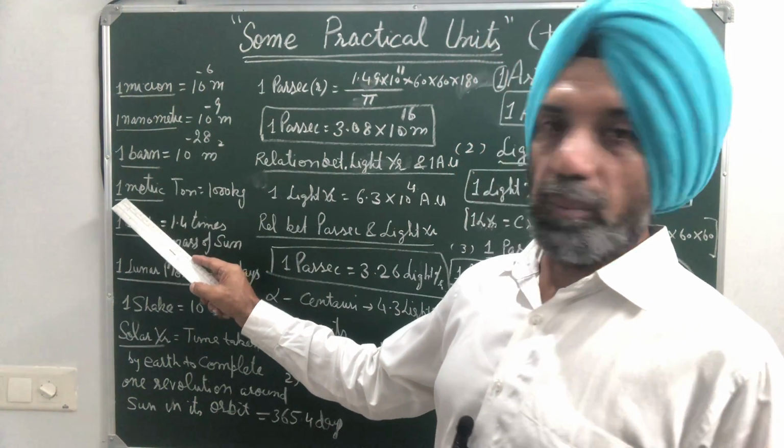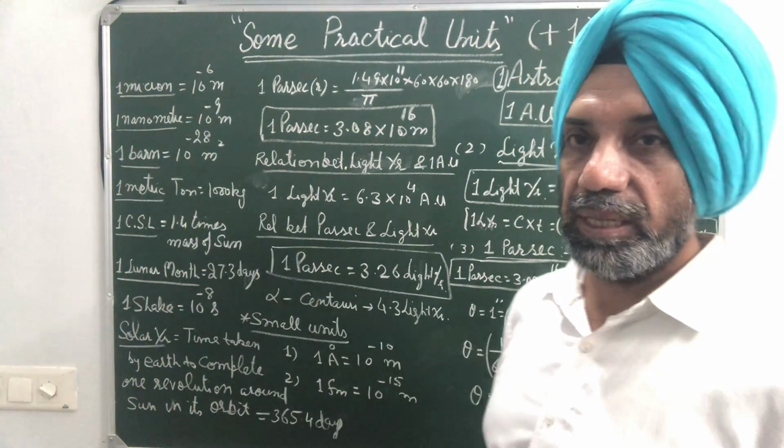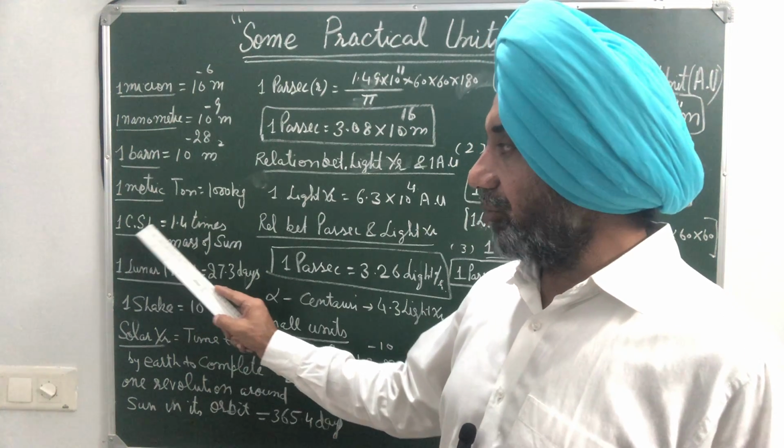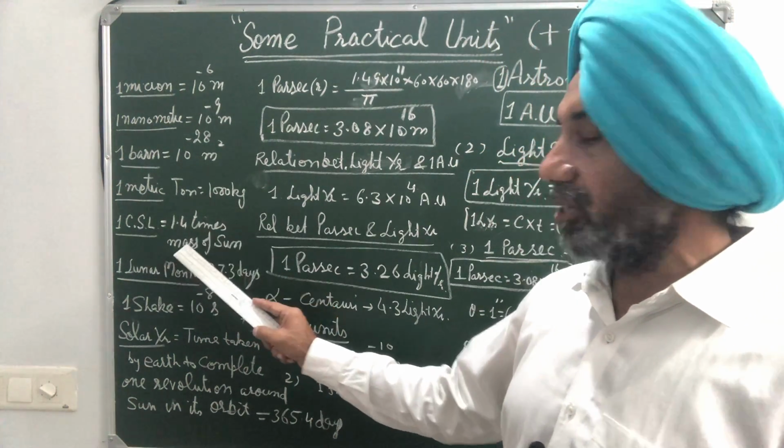Then a bigger unit of mass, 1 metric ton, 1000 kg. There is 1 CSL, Chandrasekhar limit, which is defined as 1.4 times the mass of the sun.